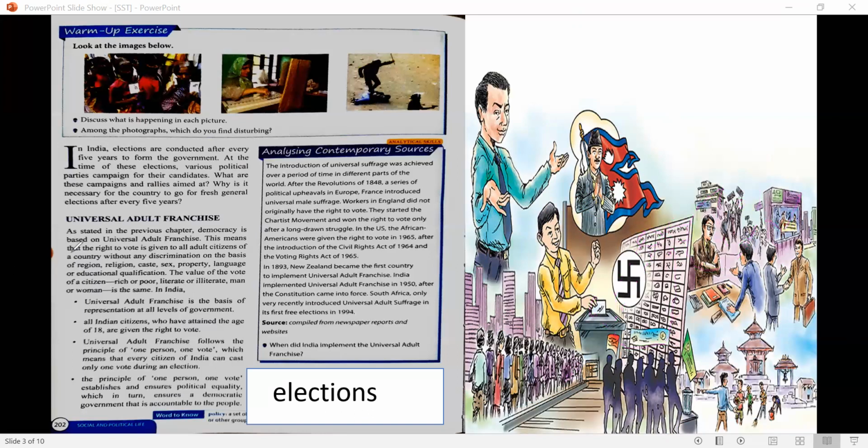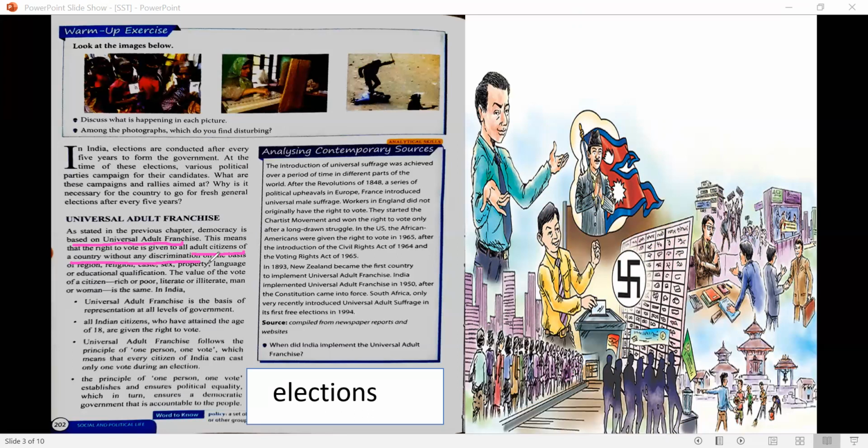Let's read the book language. As stated in the previous chapter, democracy is based on universal adult franchise that we all know. This means that the right to vote is given to all the adult citizens of a country without any discrimination on the basis of several things such as region, religion, caste, gender, property, language, or even educational qualification. So, the value of the vote of a citizen, if he or she is rich or poor, literate or illiterate, man or woman, is the same in India.